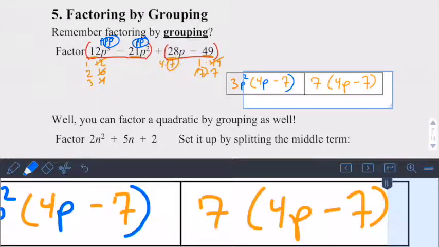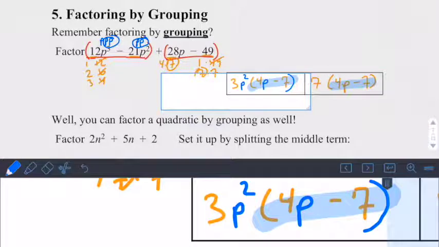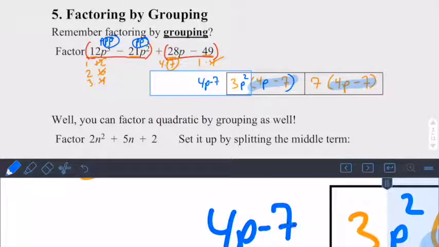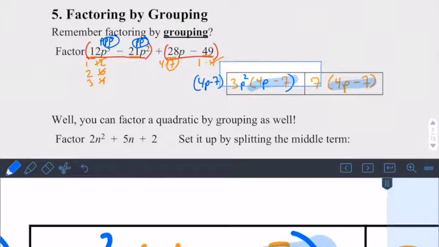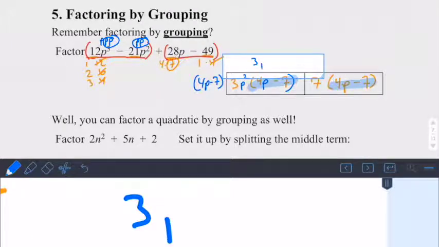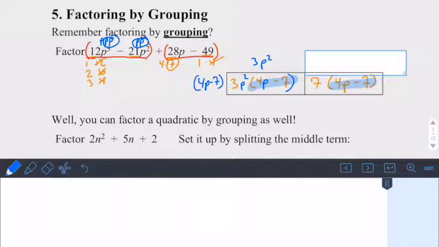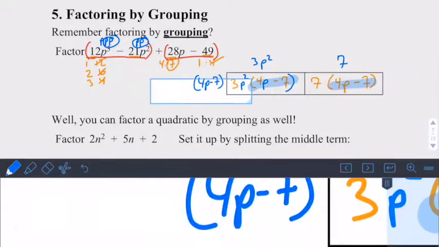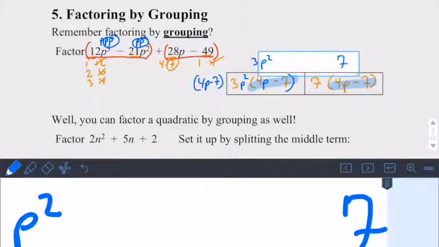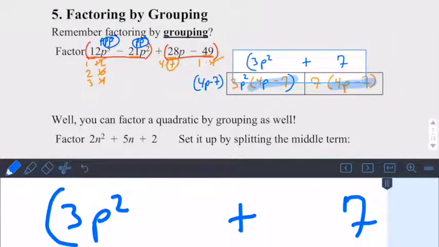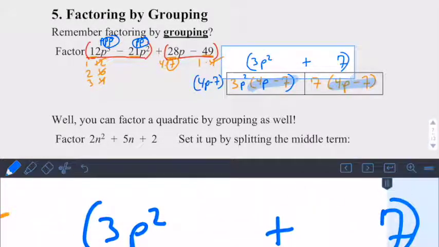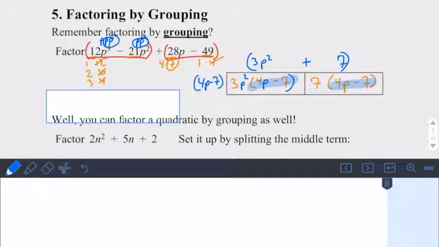And now, just like I wanted, now I can factor out this term. So I can say 4p minus 7, and then this is 3p squared, right? 3p squared times 4p minus 7, and this is 7 times 4p minus 7. So my factors are 4p minus 7, 3p squared plus 7.